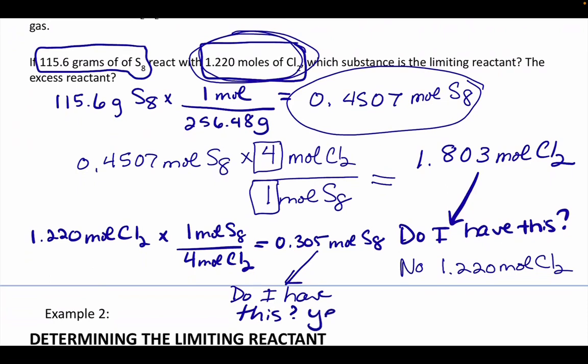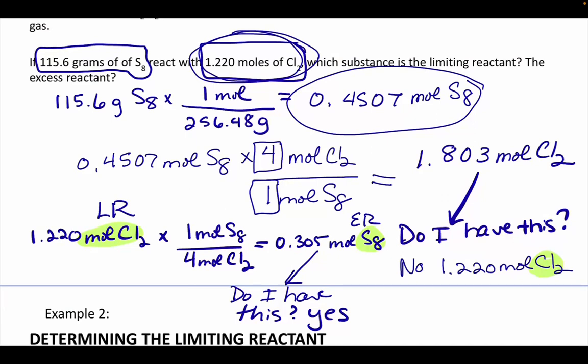when I say yes, that means the one that I converted to is my excess reactant, and the one that I converted from is the one I'm going to run out of. This is my limiting reactant. So if I say no, then the one I converted to is my limiting. So either way, the chlorine is the limiting reactant here.